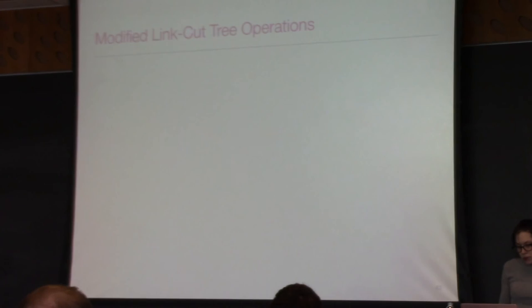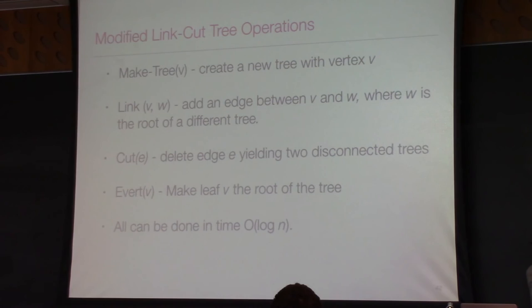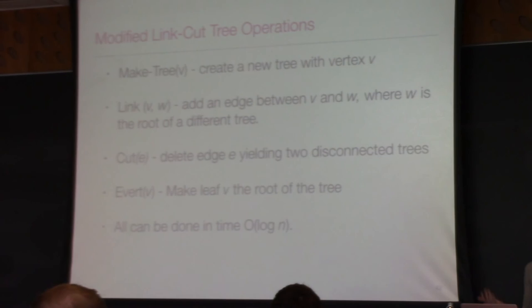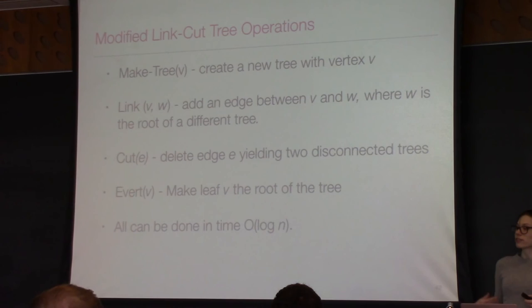So here are some of the link cut tree operations. You can have make tree, which makes sense: you create a new tree. You can link two trees by taking any vertex and the root of one of the trees, and connecting them, and that's a link operation. You can cut an edge, the leading edge. This is a lot of what we wanted to do with the Voronoi diagram. And then there's something called evert, where you take a leaf and make that the root of the tree, and you recalculate all of this decomposition when you do that as well. And it turns out this can all be done in time log n per operation. That's a feature of link cut trees.